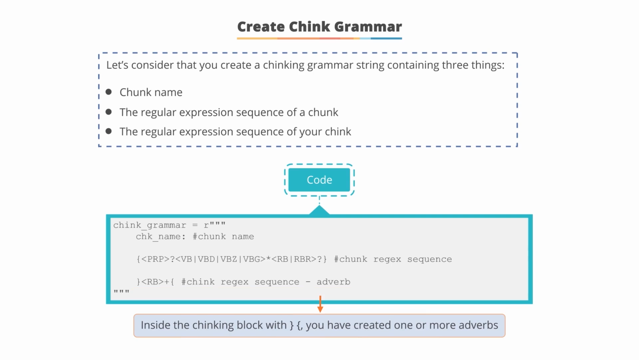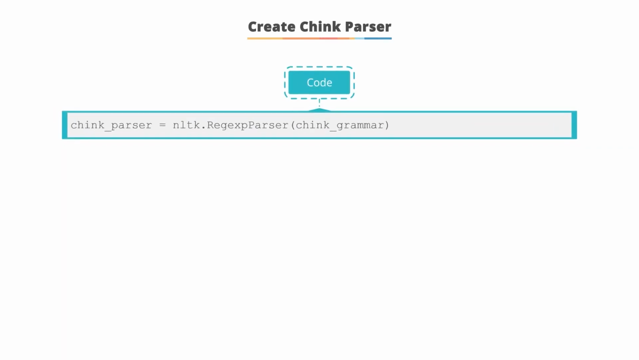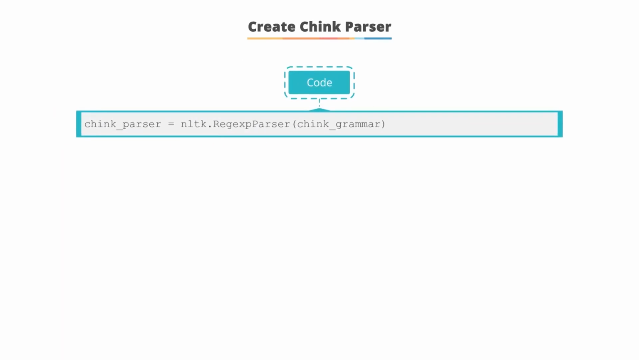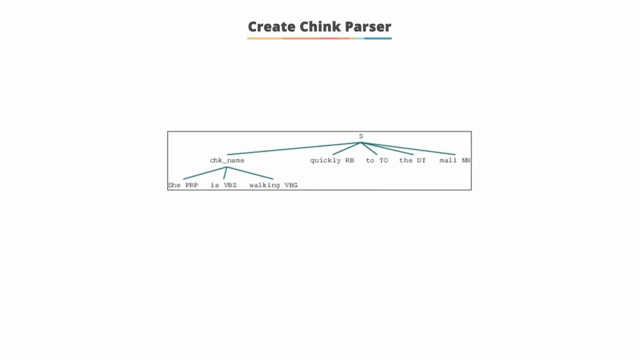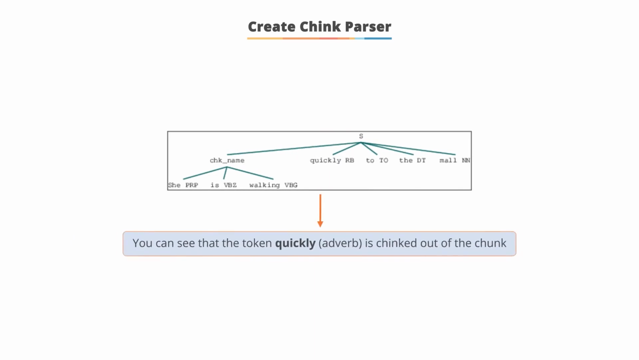You will now create a parser from NLTK.RegexpParser and pass the chink grammar to it. Now use the new chink parser to parse the tokens cent3 and run the results. As you can see, the parse tree is generated. While comparing the syntax tree of the chink parser with that of the original chunk, you can see that the token quickly, an adverb, is chinked out of the chunk.